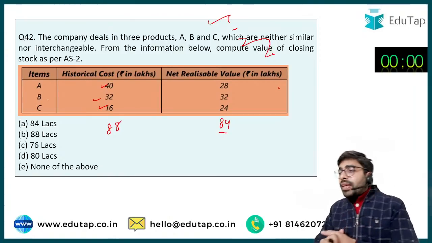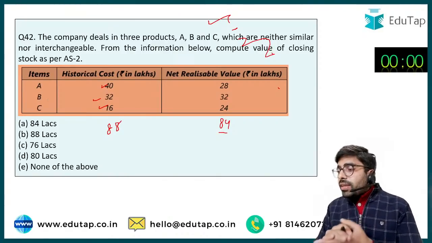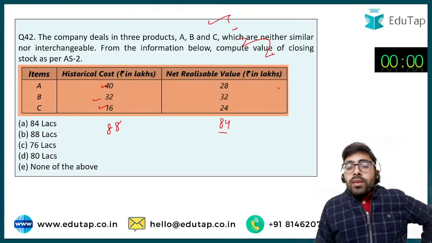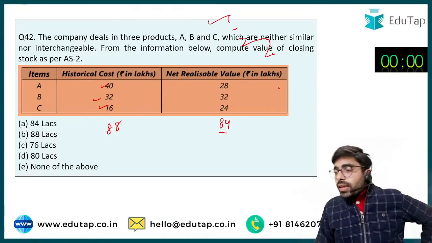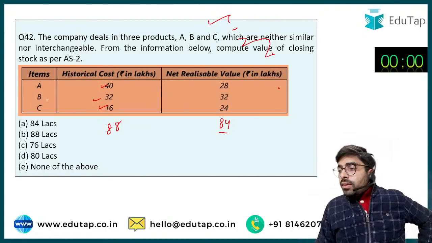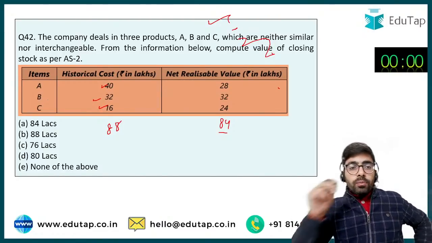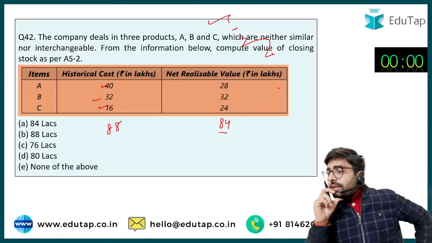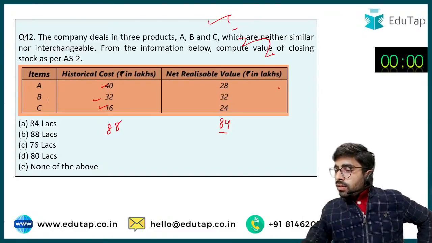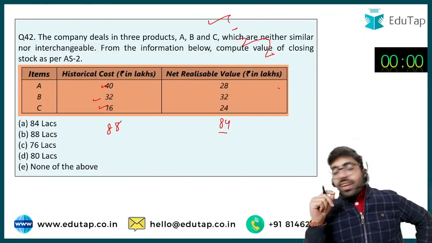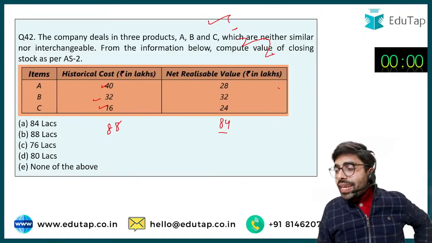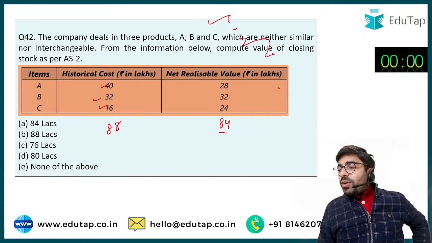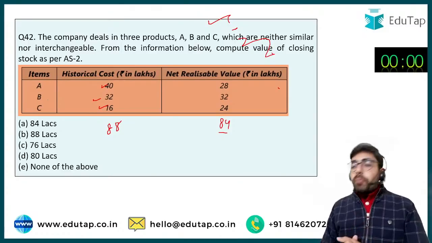Who all agree with me? Let's see who all are agreeing with me on this one, that the answer should be 84 lakh. Most of you are not agreeing. Most of you are saying the answer should be 76 lakh. I know you are more brilliant than me. You have got the point that I was trying to explain.